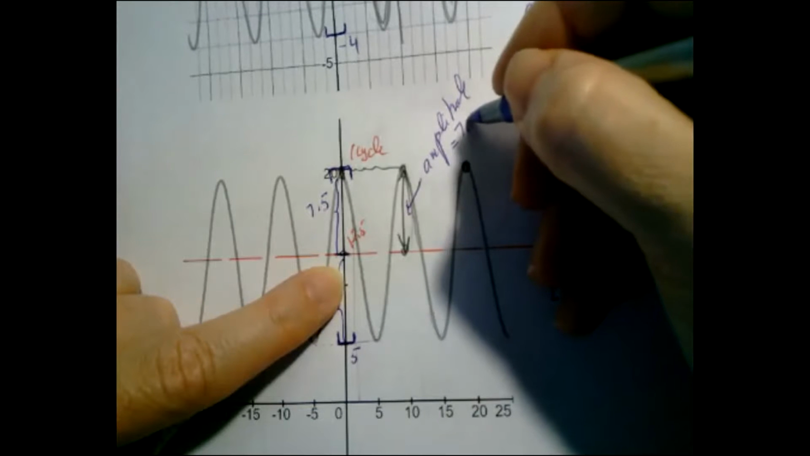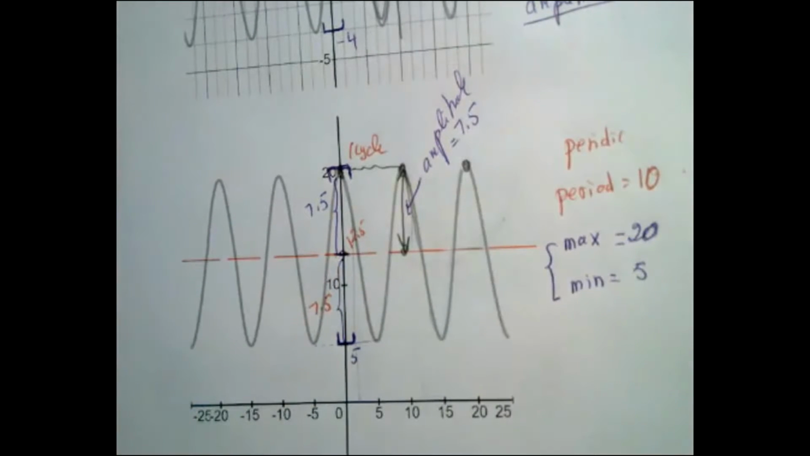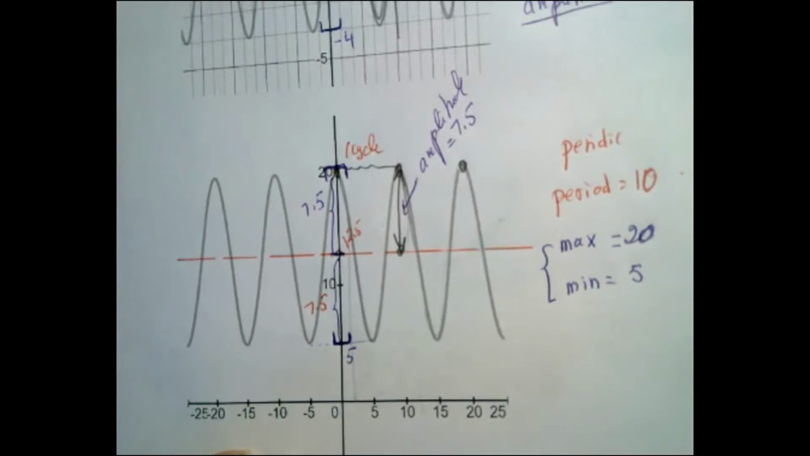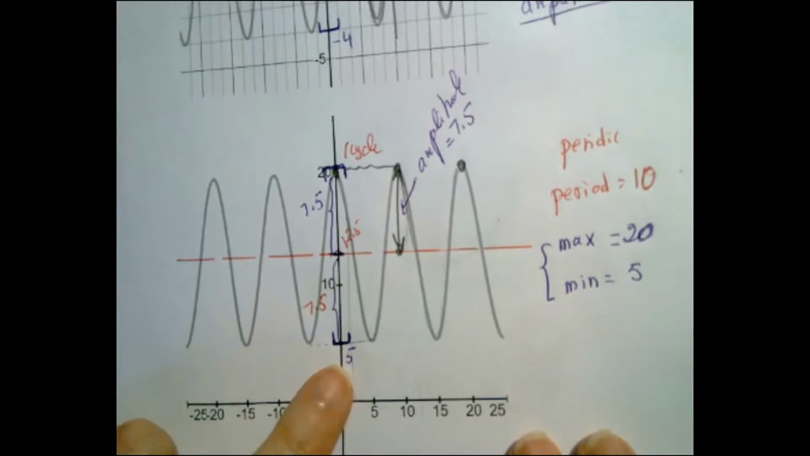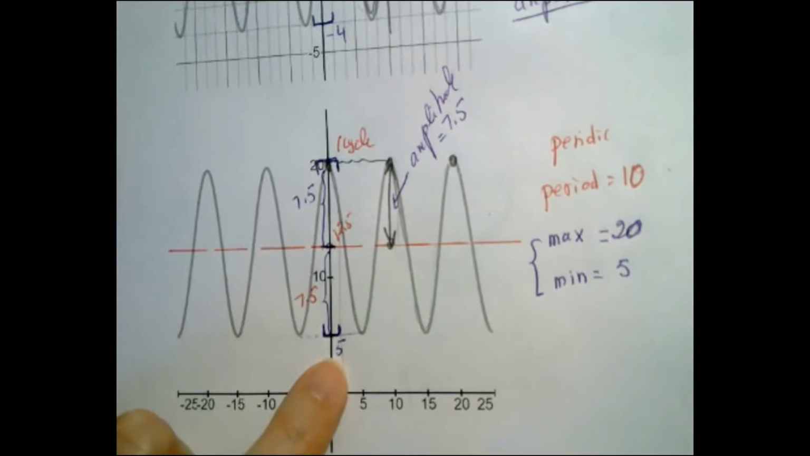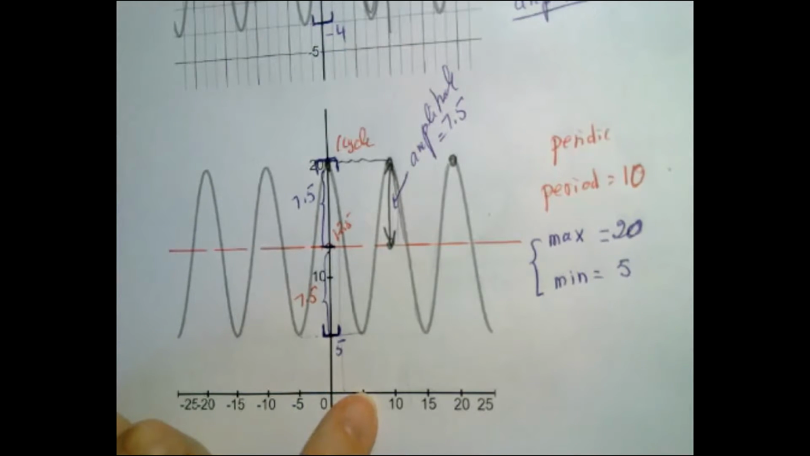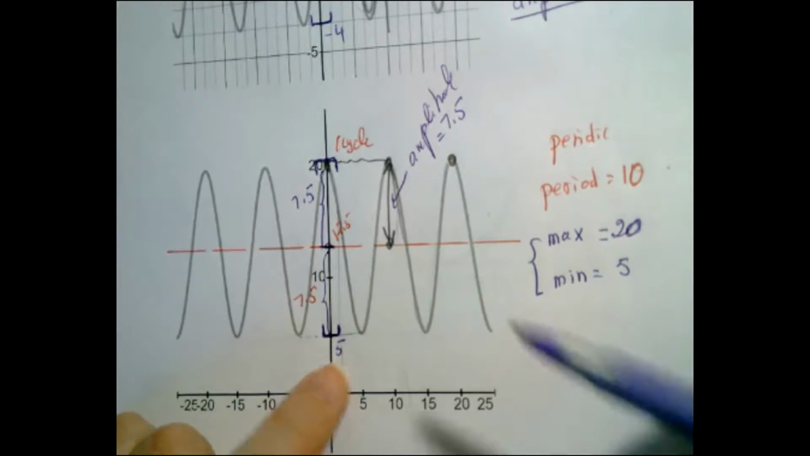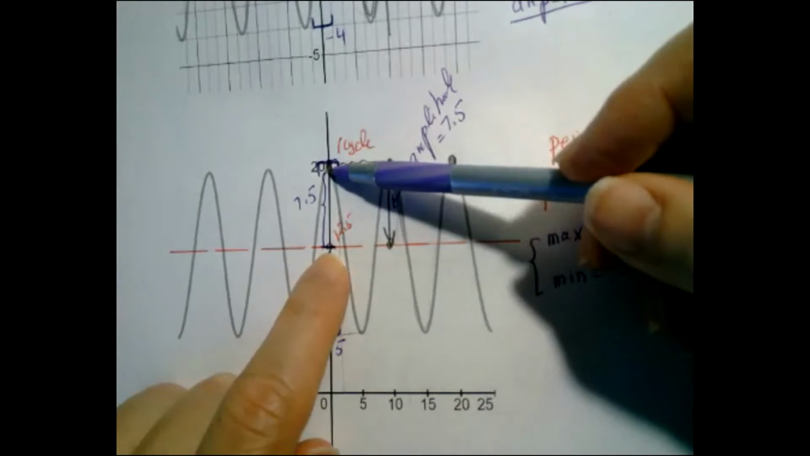Which is 7.5. Okay, so I'm going to summarize again. How do I find the amplitude? And I can give you a formula. If you want to use it, you can. If you don't want to use it, you want to eyeball it and find it out, you will also be my guest. But let me see, how did we find the 7.5?